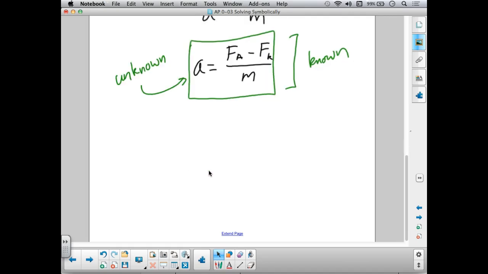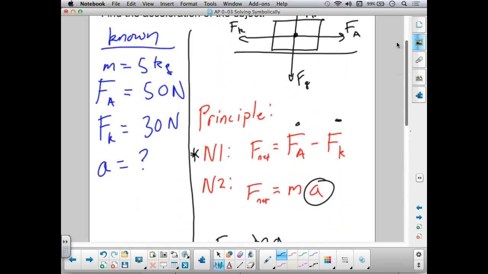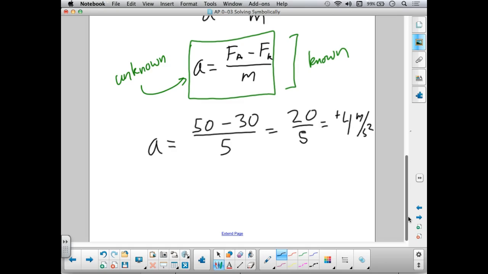Once we've done that, then it's okay to jump to calculate. So I'm gonna substitute in known values from my known list. I know that the applied force is 50, the frictional force is 30, and the mass is 5. Now here's the fun part. I just plug in known values, 50 minus 30 over 5. I simplify it. It's going to give me 20 over 5, which is 4 meters per second squared. And this is an answer that I can box.